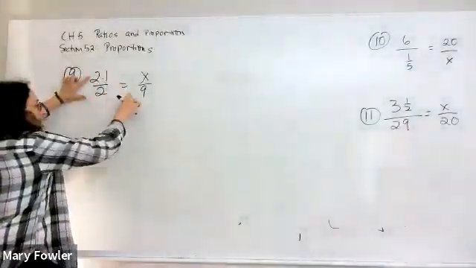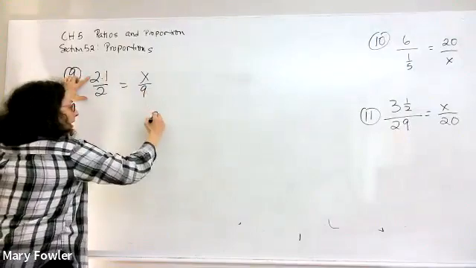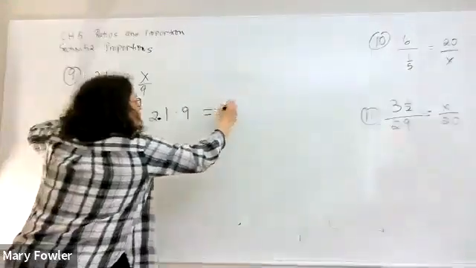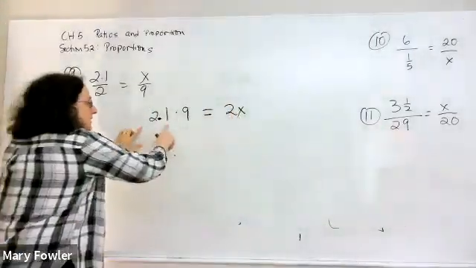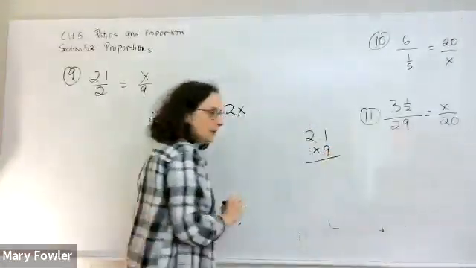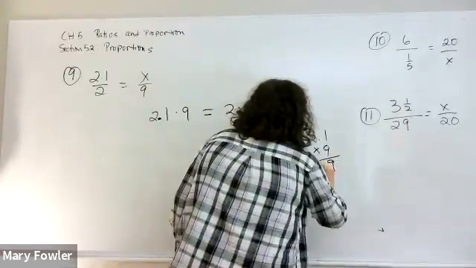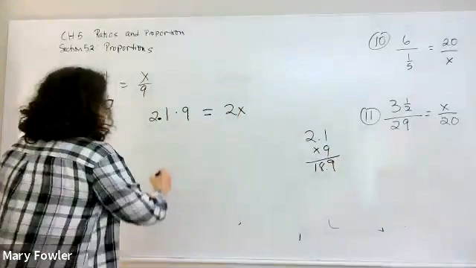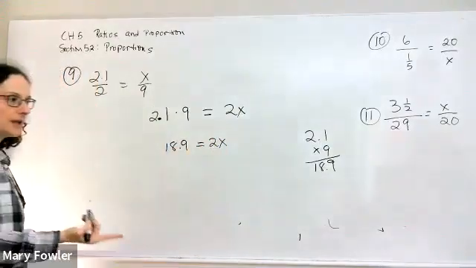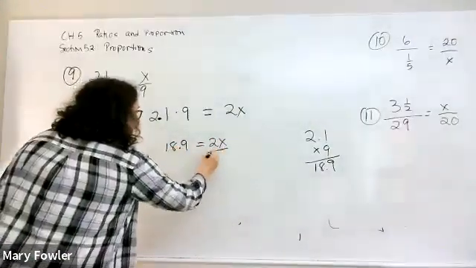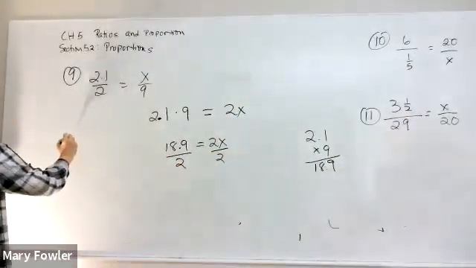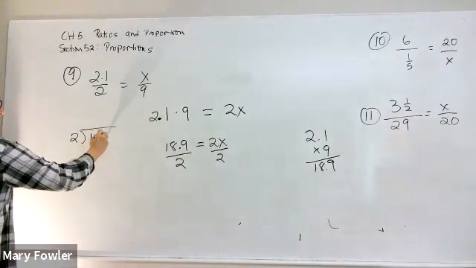Okay, so on this problem, we cross multiply. 2.1 times 9 is equal to 2x. So let's clean up the left-hand side. Little multiplication here. 18.9. So I have 18.9 is equal to 2x. And now we have to divide both sides by 2 to solve for x. Let's bring that problem over. We'll do this problem right here. 2 into 18.9.